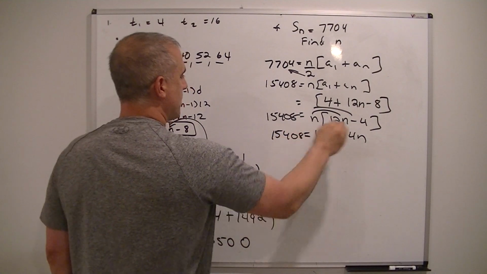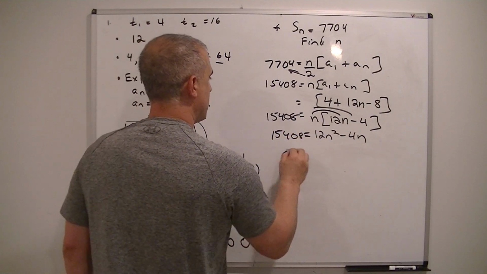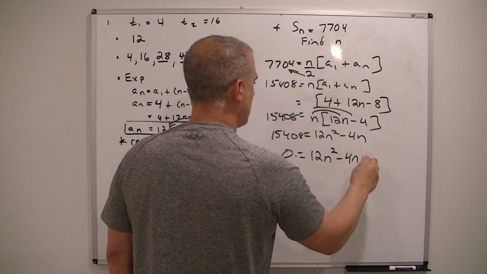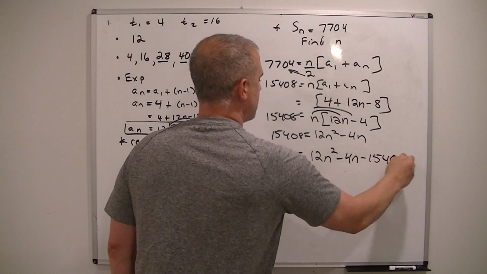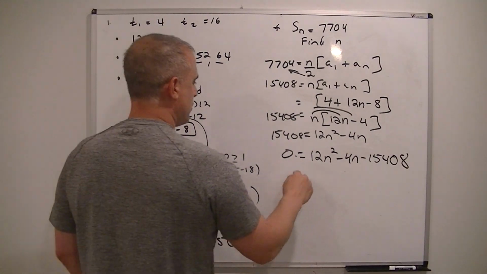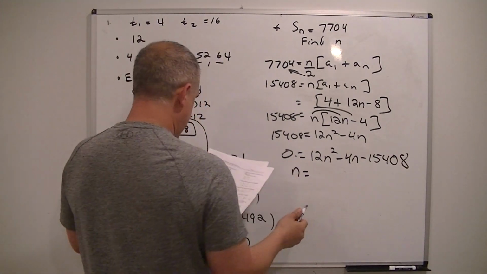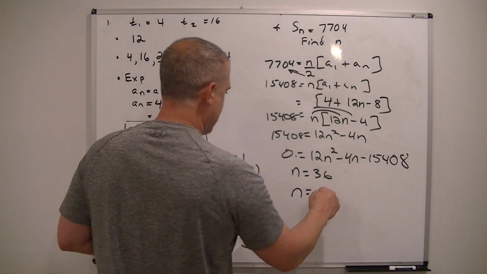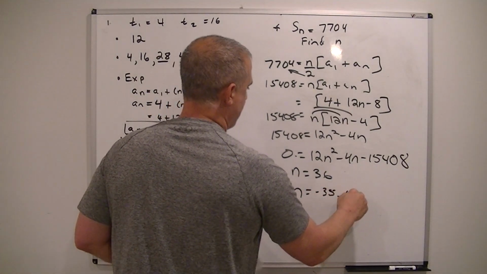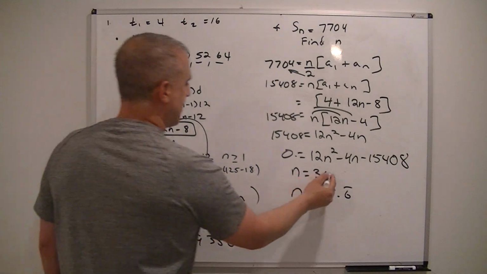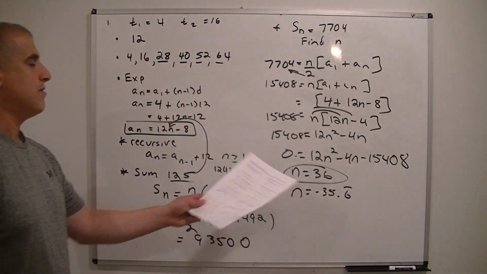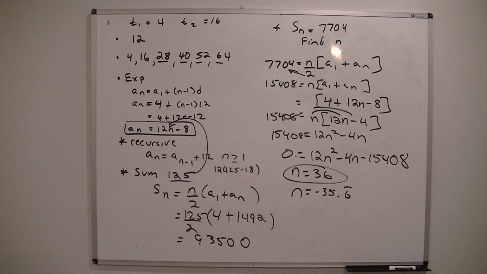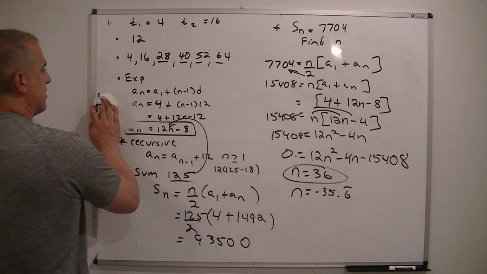So this is a quadratic, so you would move that over. Okay, if you use a calculator or Desmos, you can factor that or solve. There are 2 solutions. One is n equals 36, and the other is n equals negative, I think, 35.6. Well, the only obvious answer would have to be that. So the number of terms is 36. Okay? So that is question 1.